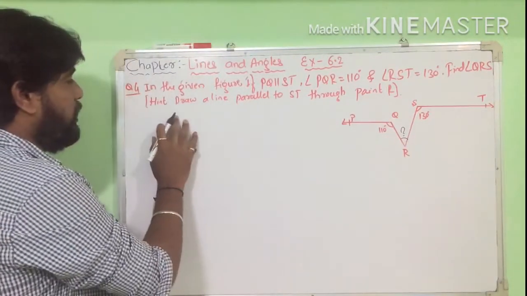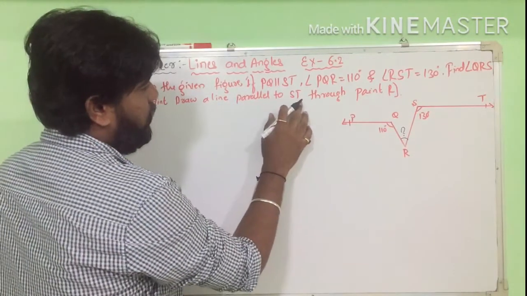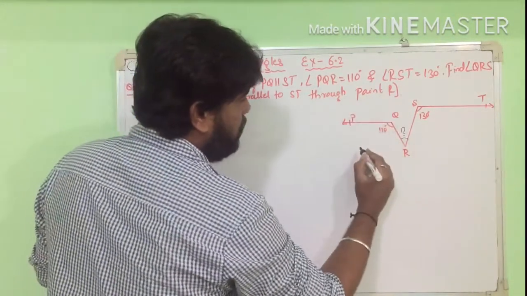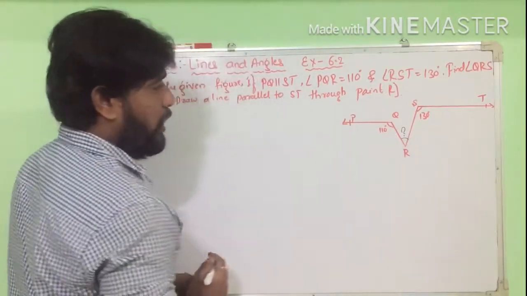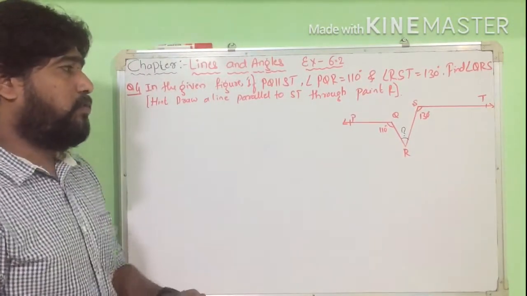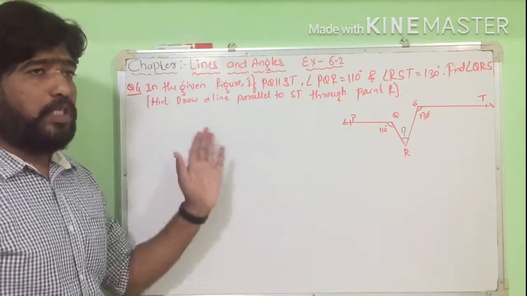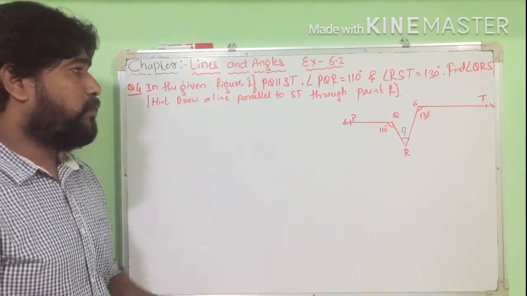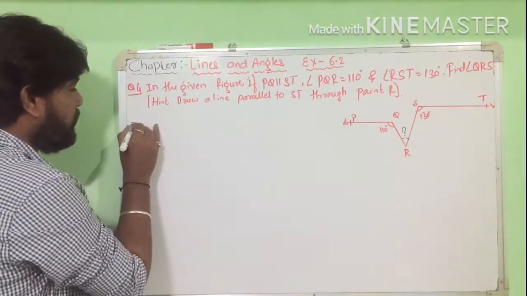They also gave a hint here: draw a parallel line to ST passing through R. So here we want to draw one parallel line to solve this question. Using that hint we can solve this problem. So let me solve it here.